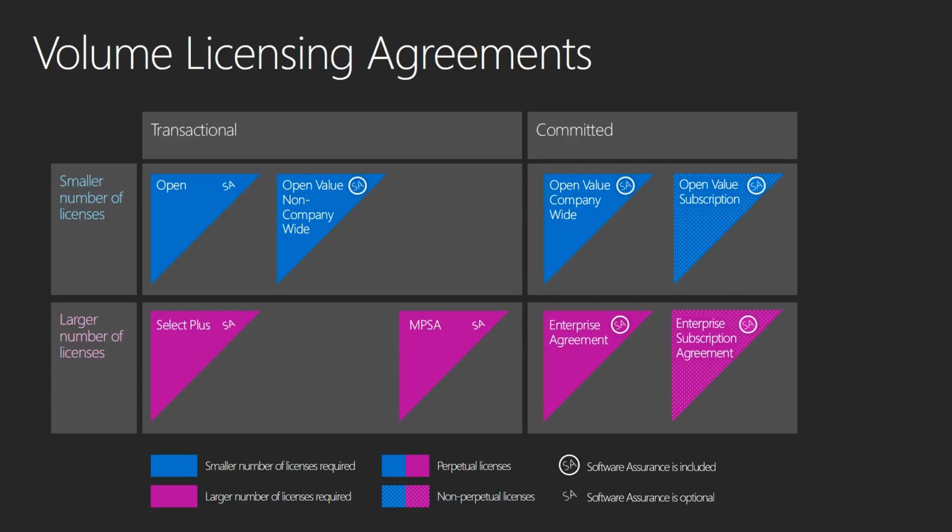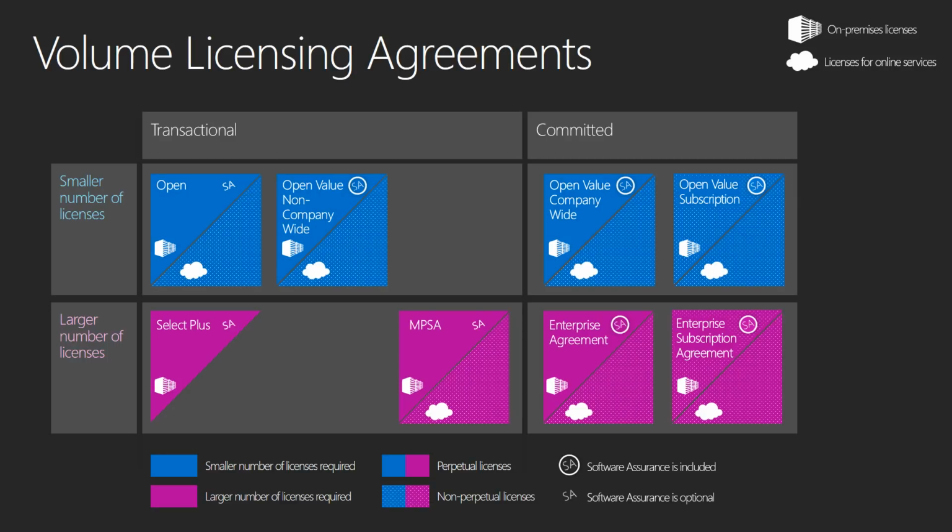Now, the next thing to be aware of is that so far I've been referring to how customers can buy their on-premises licenses, which I'm depicting here with these miniature servers. But what about online services? Well, all of these programs allow the customer to buy their online services through them, and because they are spotty, you can see that these licenses are non-perpetual.